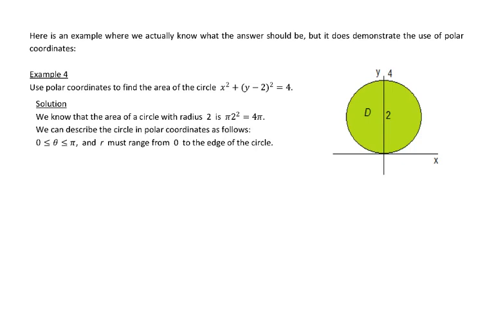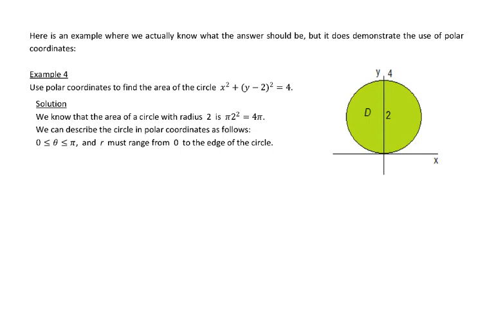Now let us describe this circle in terms of polar coordinates. It's clear that theta will start at 0, that is the positive side of the x-axis, and will move anti-clockwise all around to the negative side of the x-axis. That means the maximum value of theta will be pi.